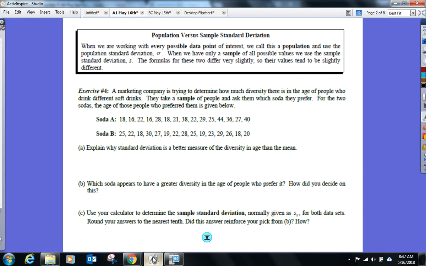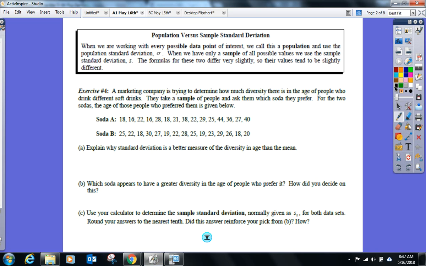All right, let's take a look now. We're given soda A and soda B. For the two sodas, people who drink, take a sample. Okay. I'll help you with this one, part A. Explain why standard deviation is a better measure of diversity in age than mean would be.